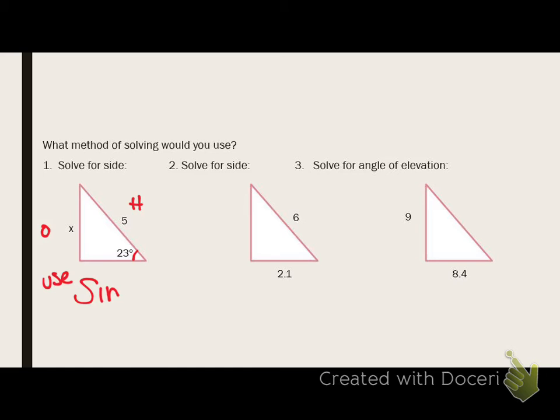The second, we are solving for a side, obviously the missing one. We are given 6 and 2.1. So would we use the Pythagorean theorem or a trig ratio? Pythagorean theorem.